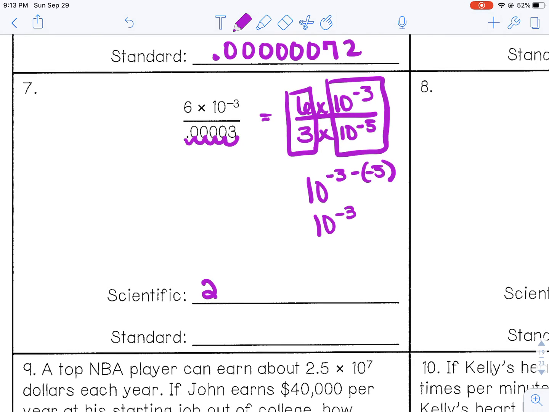Keep, change, change. So that becomes negative 3 plus 5. Okay, so that would be 10 to the second power. Okay, and in standard form, that would be 200.